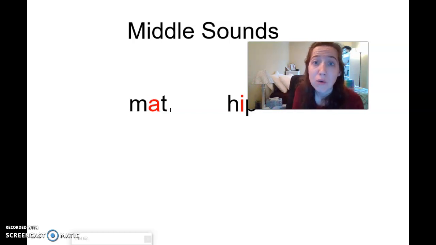We could also look at the whole word. We could say, what's the middle sound in mat? And your job would be to slow the word down and tap out the sounds. It's the sound you hear in the middle of the word. So if I said tap out the sounds in mat, find the middle sound, you'd be listening for that ah sound. At. Do you hear it in the middle? First sound is m, middle sound is ah, ending sound is t. So that middle sound can kind of be tricky sometimes, but we're going to work on finding the middle sounds in these words together.